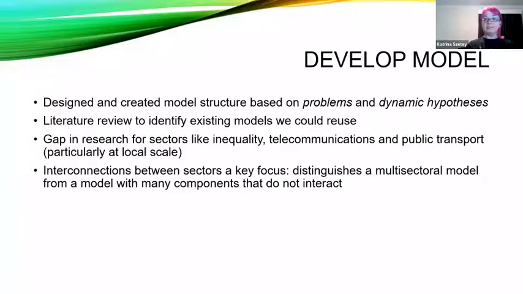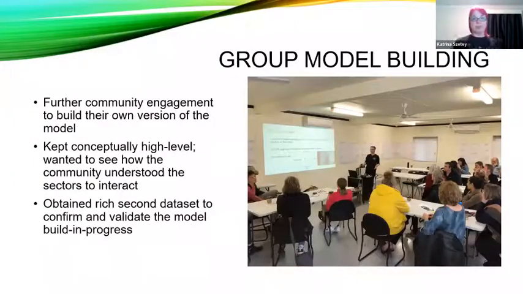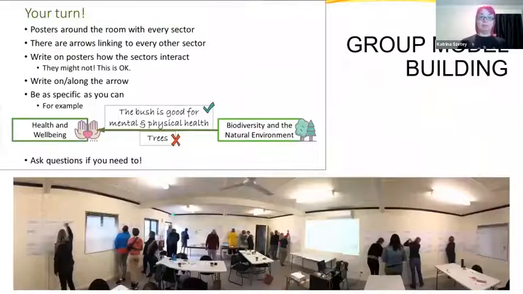We were keen to make the interconnections between sectors a key focus, as this is a strength of system dynamics modelling. And it distinguishes a multi-sectoral model from just a model that has many components. Importantly, we did not build our model in a vacuum. So the design was informed by our earlier work with the community, but then we also returned to the community and conducted a group model building workshop so they could build their own version of the model with their understanding of how the sectors in their community interacted. We elected not to show them our version of the model, and instead we kept it at a high conceptual level and still obtained a rich second data set with which we could validate and confirm the work that we had already done.